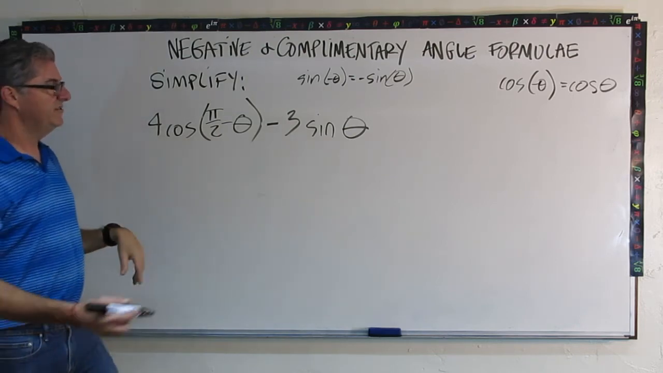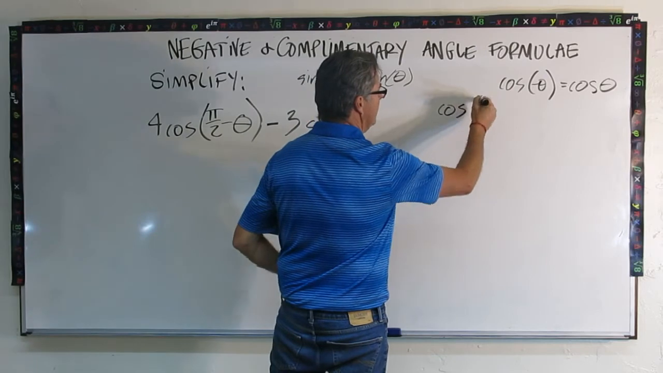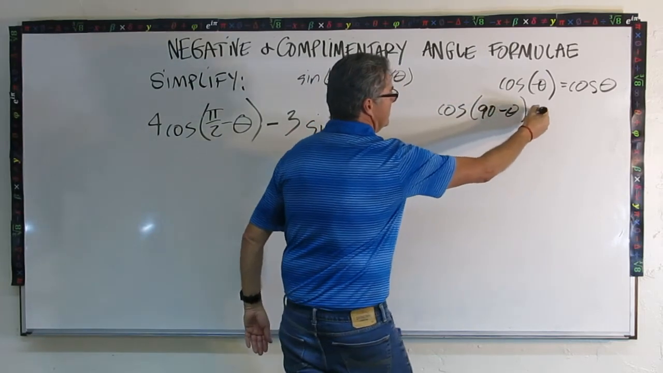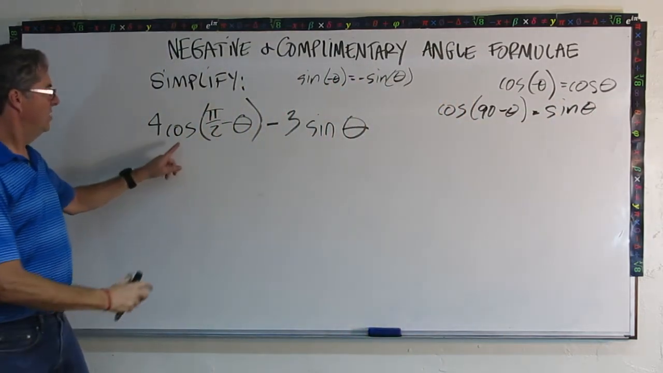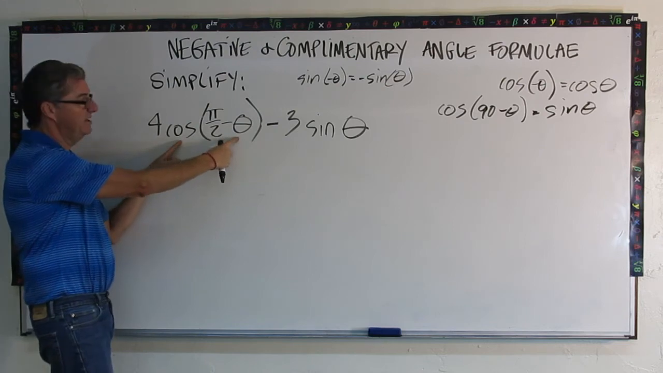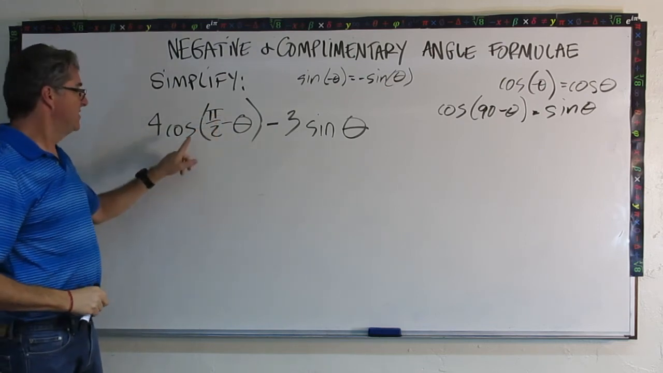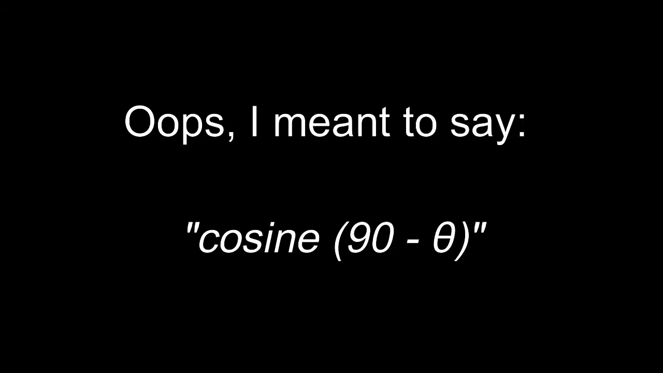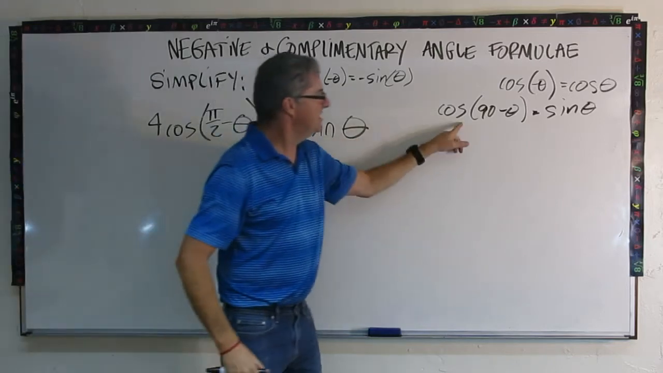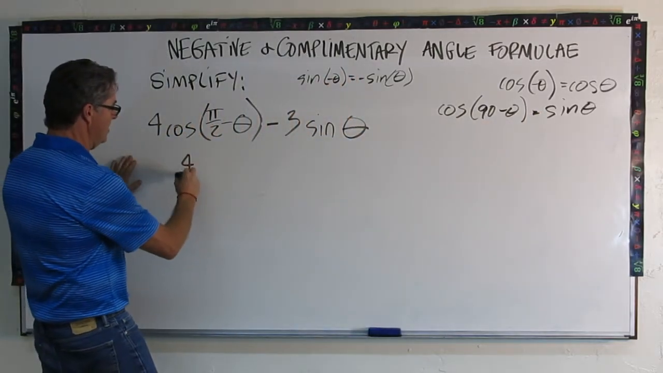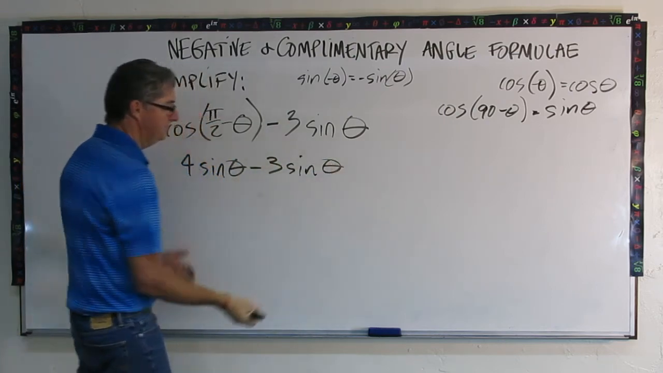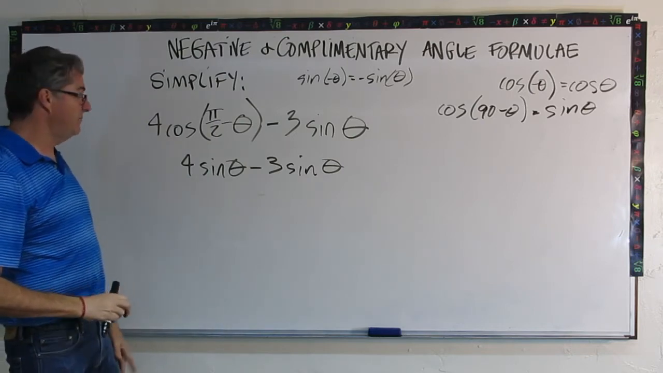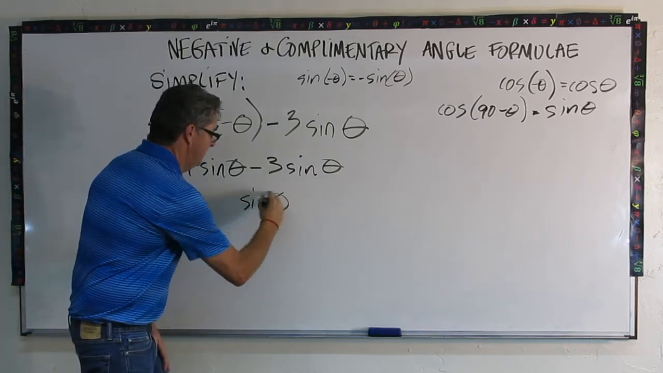So here's a rule that I need to remember from just a minute ago. Cosine 90 minus theta equals sine theta. We got that from our complements. So cosine pi over 2 minus theta, pi over 2 is 90 degrees. So we're going to change this to sine theta. So this becomes 4 sine theta minus 3 sine theta. Suddenly, this problem gets nice and simple. This just becomes sine theta, like that.